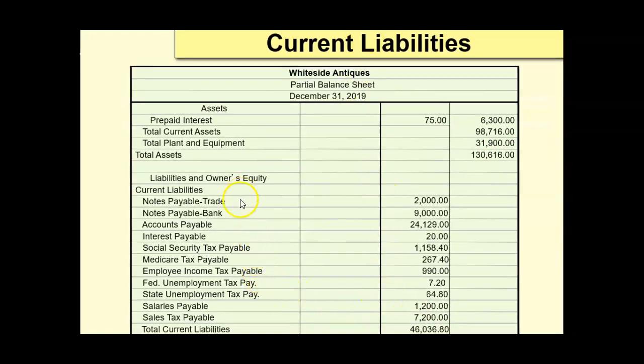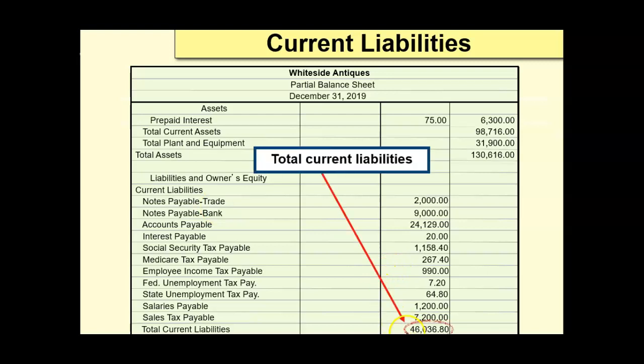When you think about current liabilities, these are debts or obligations that will become due within 1 year from your balance sheet date. Again, these are debts or obligations that will become due within 1 year from your balance sheet date. So we list all of our current liabilities, get a total. They total $46,036.80. Again, recall that every section on the classified balance sheet must have its own subtotal.